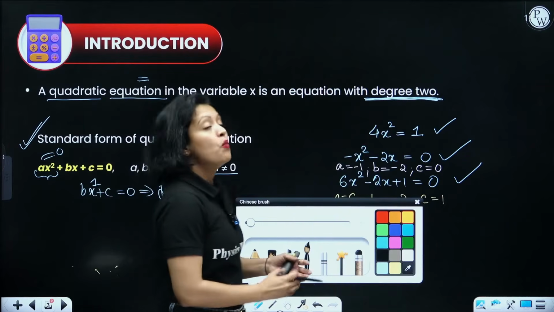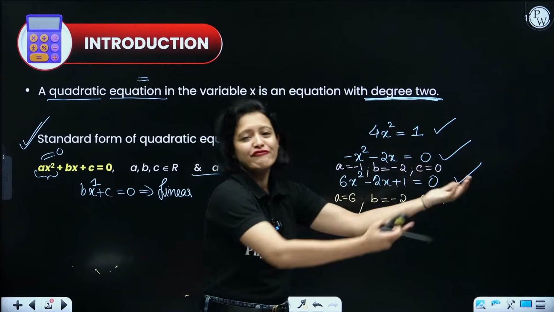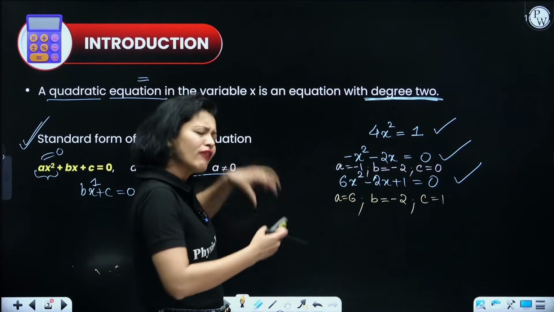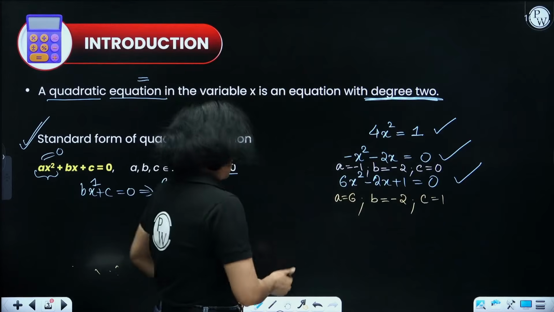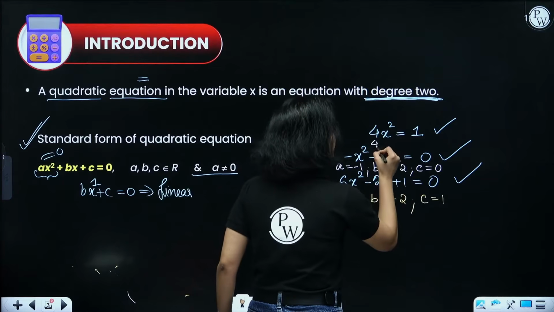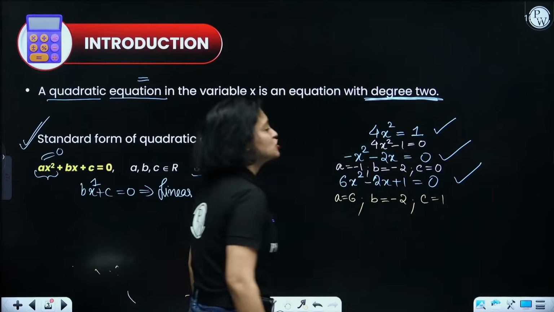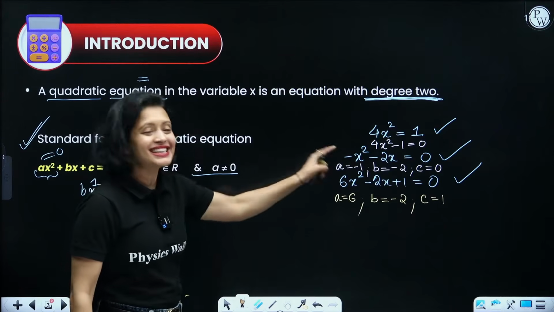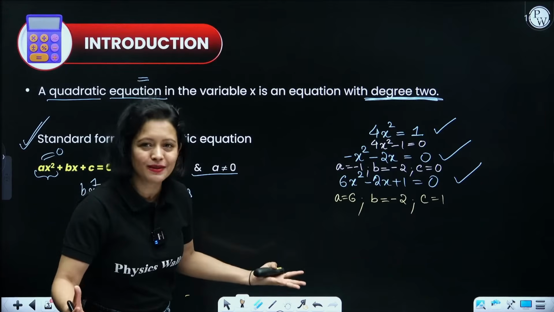Okay, the first equation that I wrote, everyone, is that in standard form? No, right? Why? Because you can see that on the right hand side you have 1. In standard form, everything is on the left hand side or one side. Everything should be on one side and 0 should be on the other side, right? So to write it in standard form, what will you do? You will simply bring 1 here. So 4x square minus 1 is equal to 0. Now this is the standard form. Everything is on the left hand side. No like terms are there.